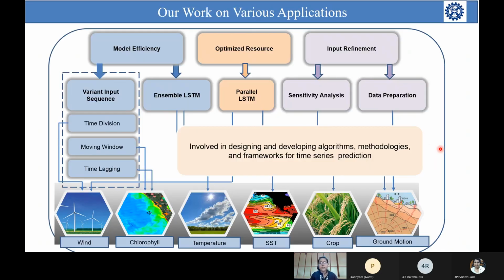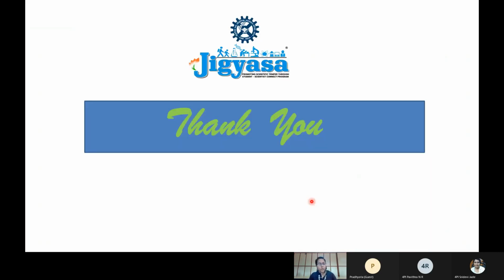This is basically what we do in our organization. I already told you that we have designed a few algorithms based on deep learning for predicting weather parameters like wind and temperature, and oceanographic parameters like chlorophyll and sea surface temperature. For crop prediction, we have designed our own algorithm based on existing algorithms. I will not go deeper into this. With this, I would like to conclude my talk. Thank you.